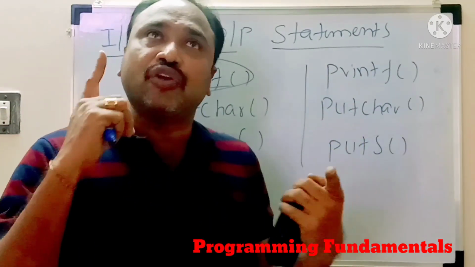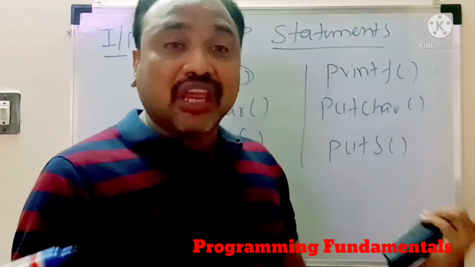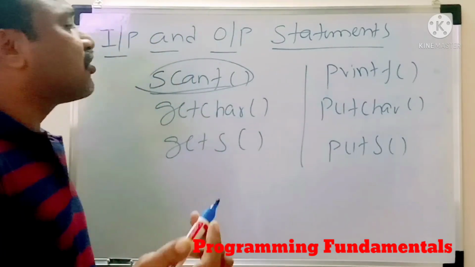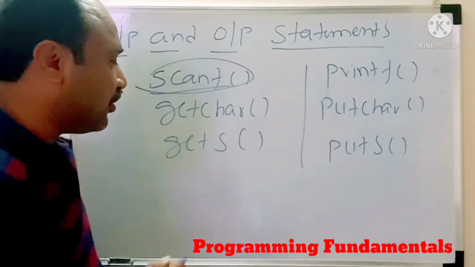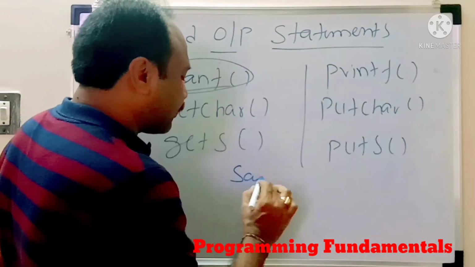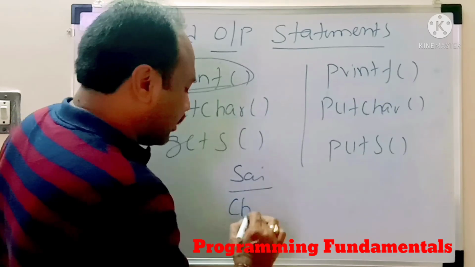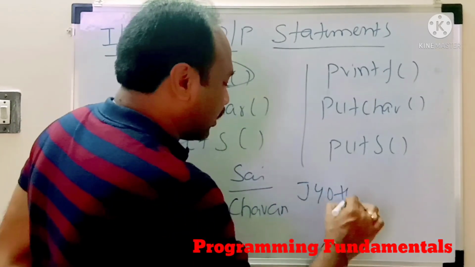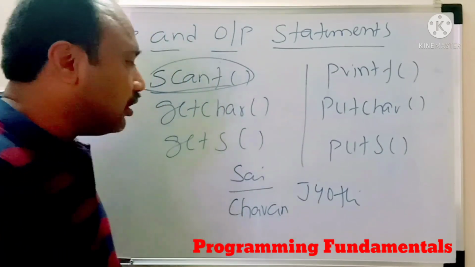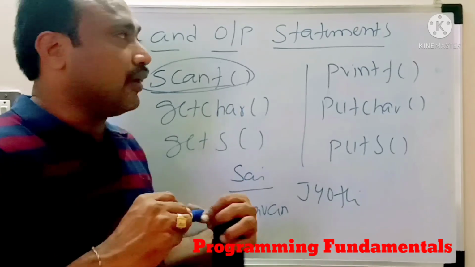You will get wondered, sir, we know about integer, float, character. We don't know about string. What is string? Collection of characters is called string. Character means alphabets. Sai, collection of alphabets. Okay, Charan, collection of alphabets. Jyoti, collection of alphabets. All these, your name, are examples of string.